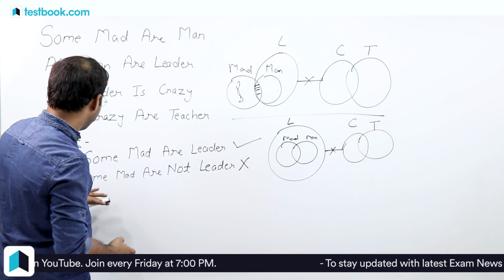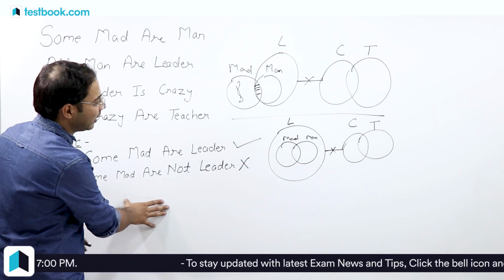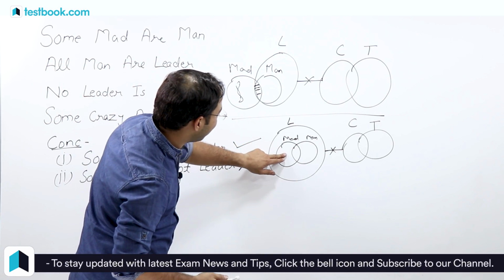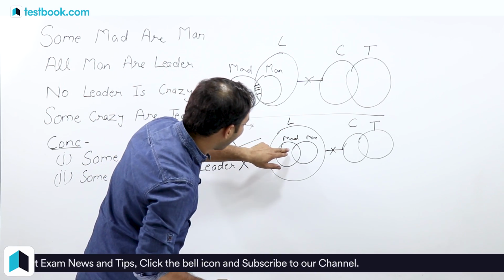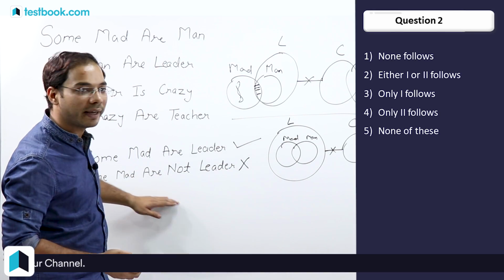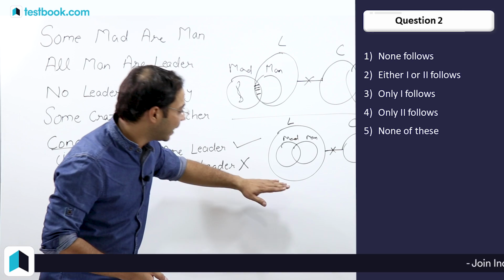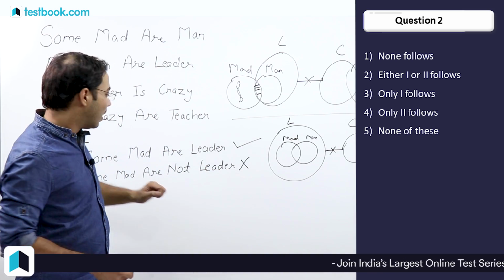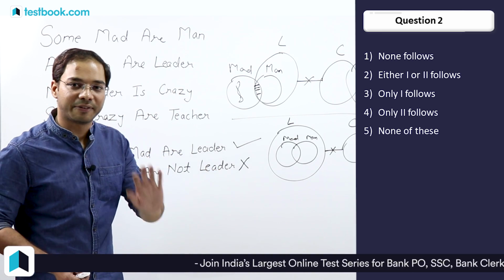Now if we check our second conclusion, some mad are not leader. Now all the mads are in the leader. So second conclusion will be wrong. So we can check by this diagram that our second conclusion is definitely wrong.